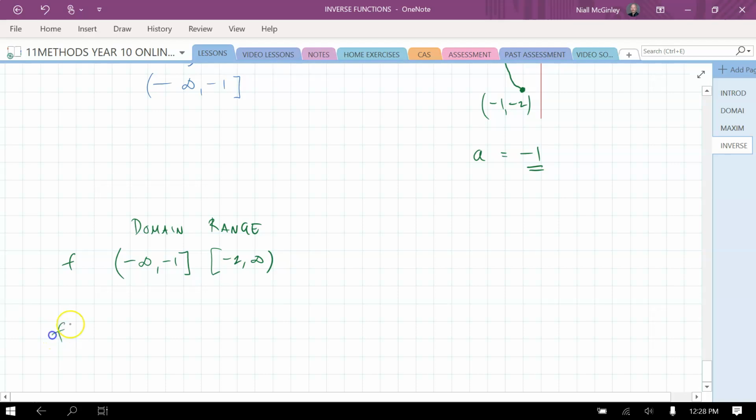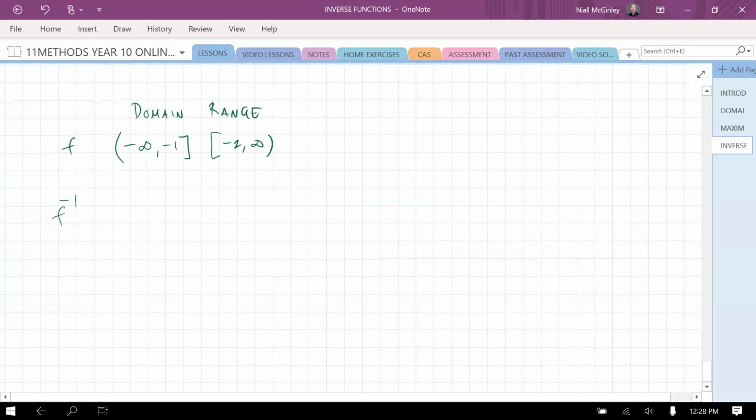So, if we have the inverse, without doing any calculations about the inverse, we should be able to know that the domain of the inverse function is going to take the values of the range. So it's going to be -2 to infinity. The range of the inverse is going to take the values of the domain of the original function, which will be -infinity to -1. And it will become apparent why this is critical when we're doing these functions.